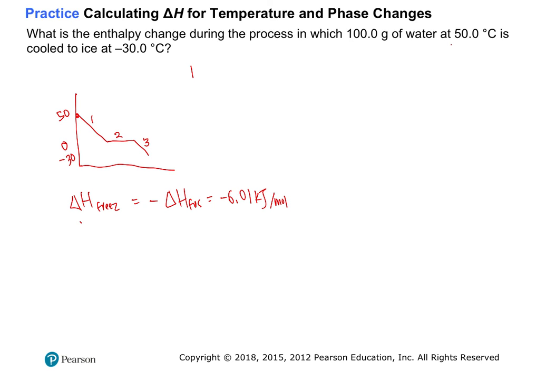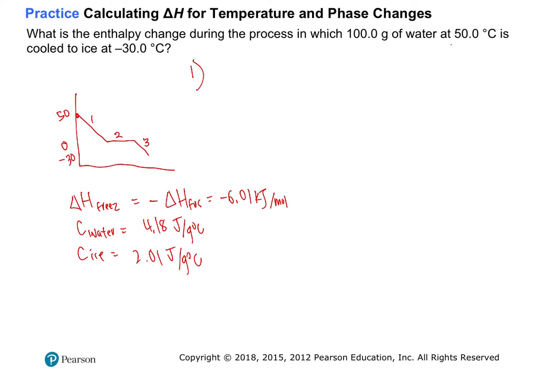And then I also have C of water is 4.18 joules per gram degree Celsius, and C of ice is 2.01 joules per gram degree Celsius. Okay, I need that information.